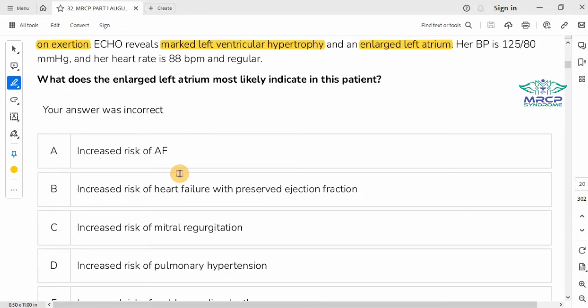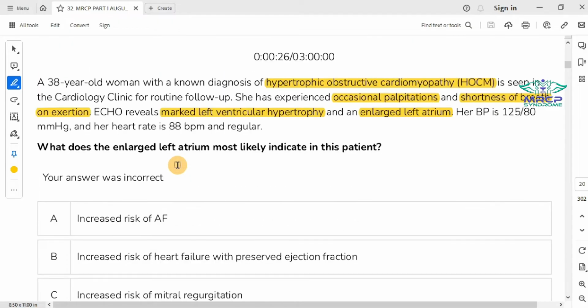So in case of HCM, there would be involvement of left ventricular hypertrophy, and this LVH will obstruct the left ventricular outflow during the systole. This obstruction will lead to elevated left ventricular filling pressure, and over time the increased pressure from the left ventricle is transmitted backward towards the left atrium, causing left atrial dilatation. And the enlarged left atrium will create a substrate for atrial arrhythmias, particularly atrial fibrillation.